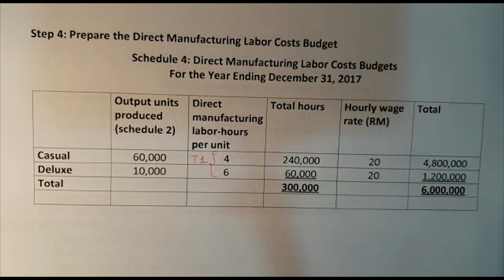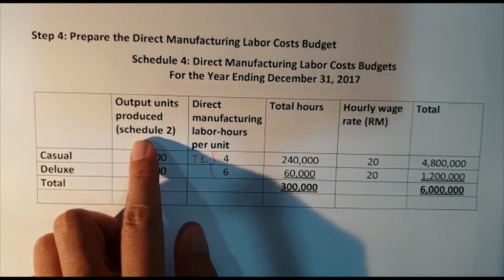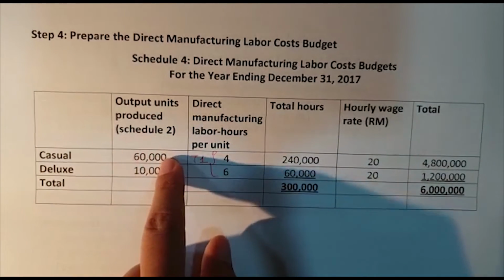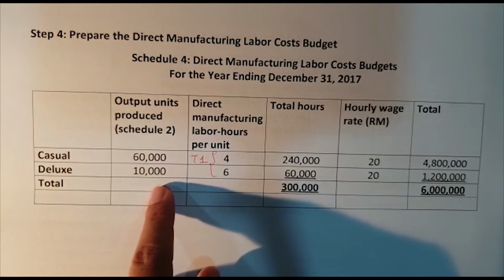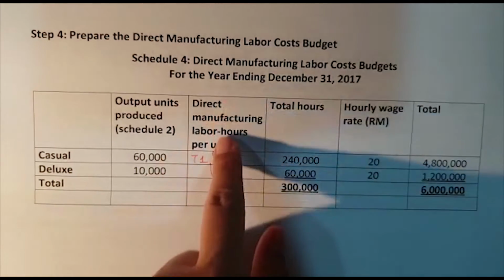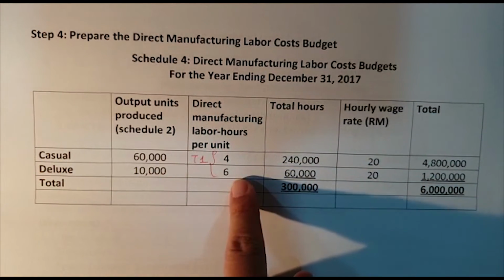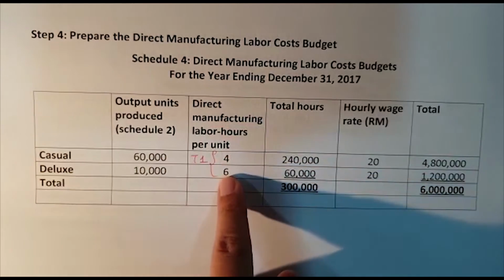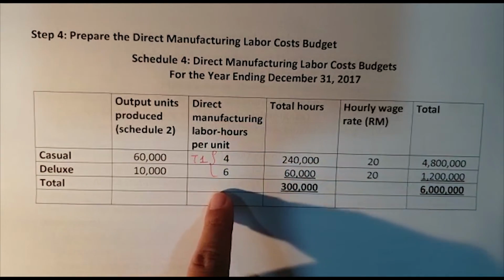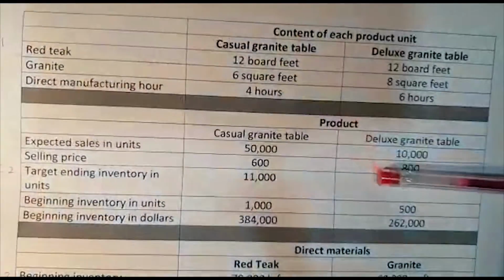Okay, now we look at schedule 4, direct manufacturing labor cost budget for the year ending December 31st 2017. This is quite straightforward, where we have to get the output units produced based on schedule 2, and we also have to get the information on direct manufacturing labor hours per unit, that is from table 1. Let me recall table 1.